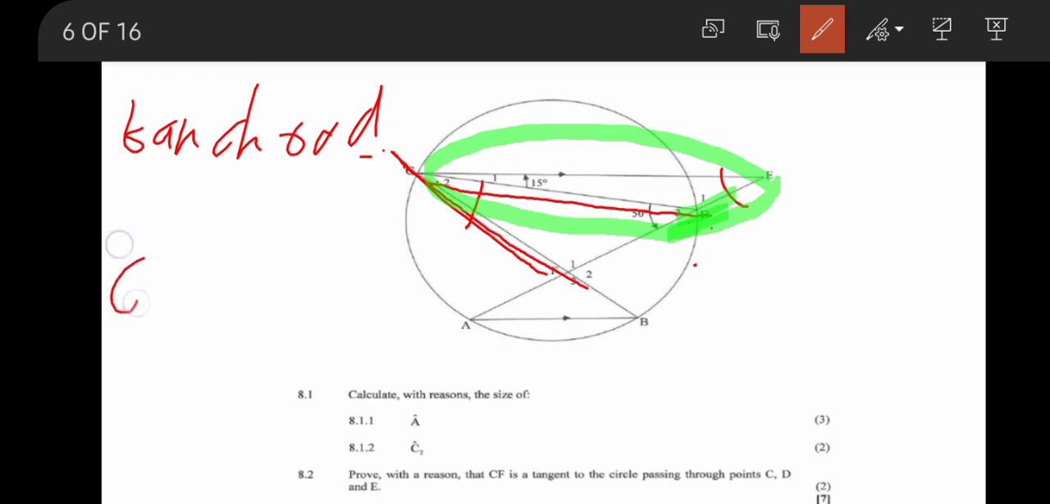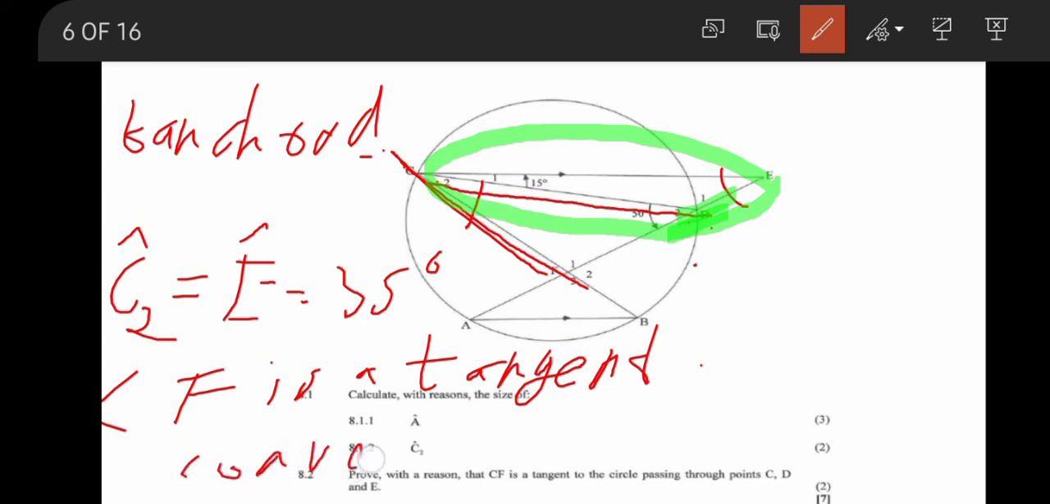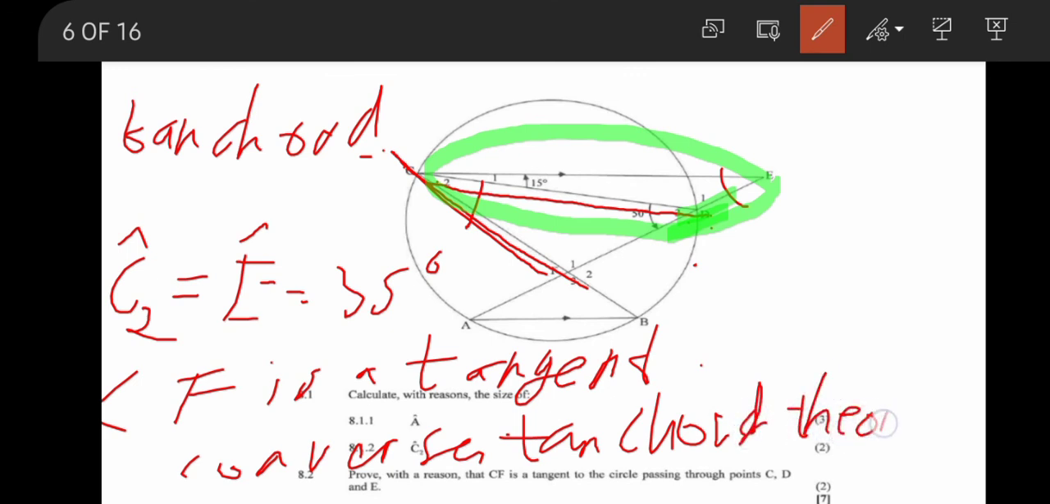But we have already proven that from the question above, right? C2 is equal to angle E, and we found that they were both 35 degrees. Now, having that case, we can conclude that CF is a tangent. On what basis are we saying that CF is a tangent? From the converse of the tan chord theorem.